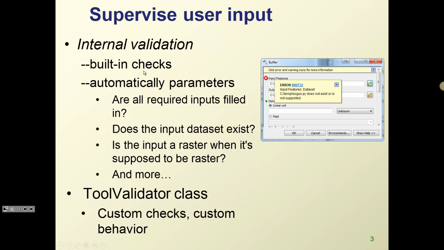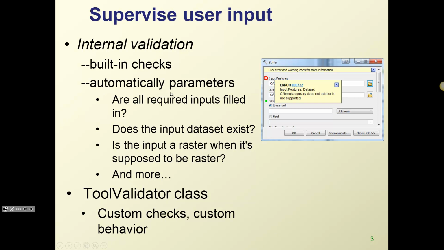There's internal validation, which has built-in checks. Say, for example, you try to point to a data set that doesn't exist or isn't supported, like if you write ctempbogus.py and it's supposed to be a feature class. If the parameter data type in the data type column is feature class, and then when you run the tool you try to use a Python script, it's going to automatically give you an error. That's part of the internal validation, what's built in to the script tool for the way it works.